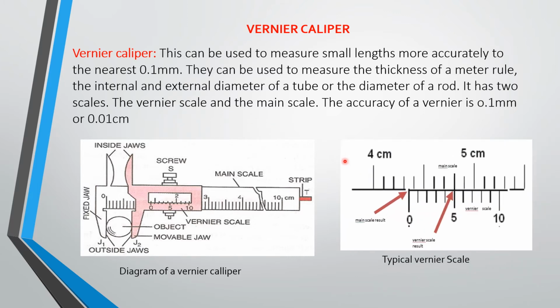So this is a typical scale of a Vernier caliper. This is the zero mark. This particular part of it is the Vernier scale, while this side is your main scale. This is the main scale and this is the Vernier scale. So how do you take a reading while you are using the Vernier caliper? That's where we are going to now: how to read a Vernier caliper.